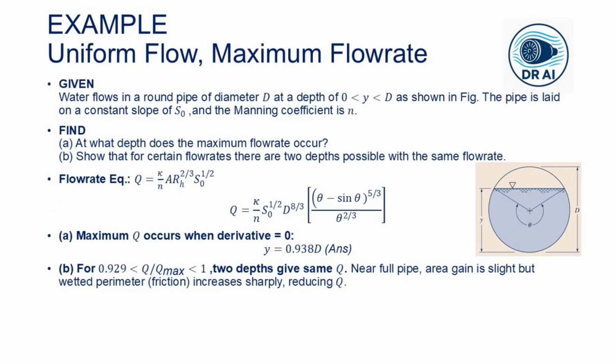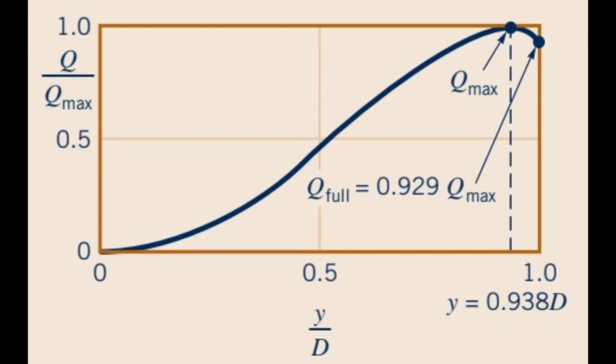Another example problem is a very fascinating one. They ask that in a circular pipe flowing partially full, at what depth does the maximum flow rate occur? Intuitively, you might think it's when a pipe is full, but look at this particular figure. The graph of Q versus the depth shows that the maximum flow rate actually occurs when the pipe is about 93.8% full, which is also given by a relationship that y is equal to 0.938 times the diameter. So at full pipe, the flow rate is only 92.9% of that maximum.